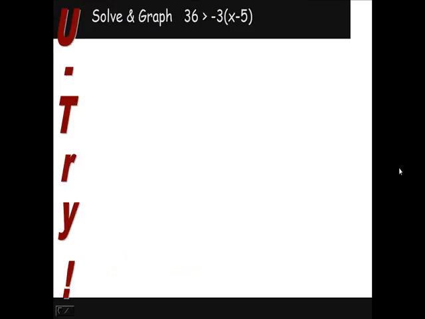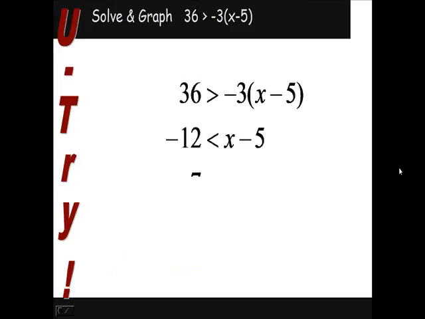Try this one. Here's the solution. Notice that we divided everything by -3 to start, which reverses the inequality symbol because we're dividing by a negative. And then we're adding 5. So -7 is less than x, which is the same as x is greater than -7. Notice the x is still the biggest no matter which way we write this.